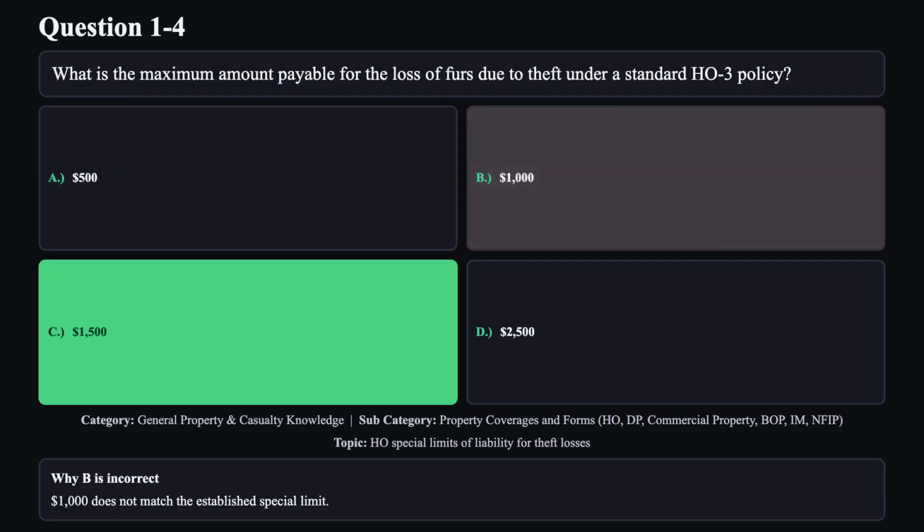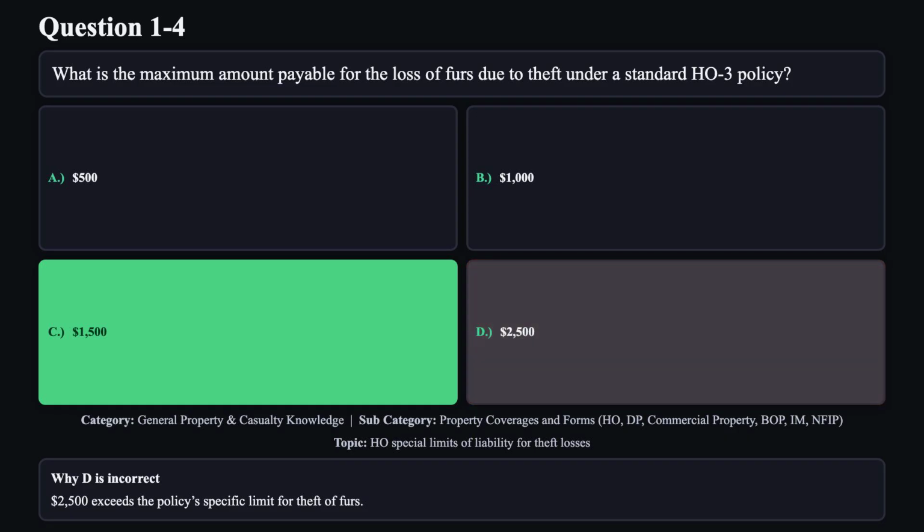Reason B is not correct. $1,000 does not match the established special limit. Reason D is not correct. $2,500 exceeds the policy's specific limit for theft of furs.